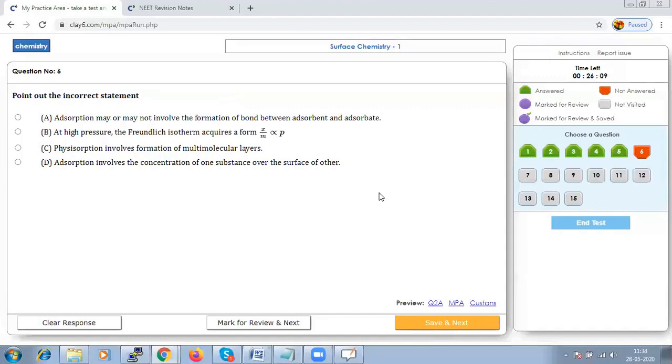We have to pick the incorrect statement from the given options. At high pressure, the Freundlich isotherm will acquire the form where x/m is directly proportional to P to the power 0, but they have given it as P. Hence, this should be the wrong statement. Let us save that and go to the next.